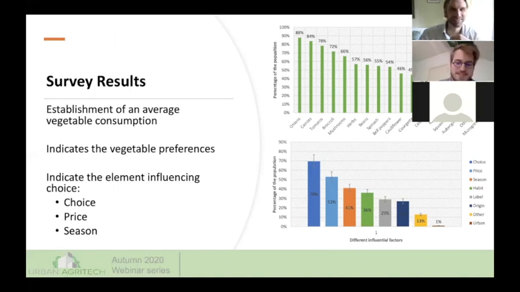Cool. Well, I guess we'll just leave that graph up and it can be absorbed. It is quite interesting looking at that. So for people wondering, this was an online survey.